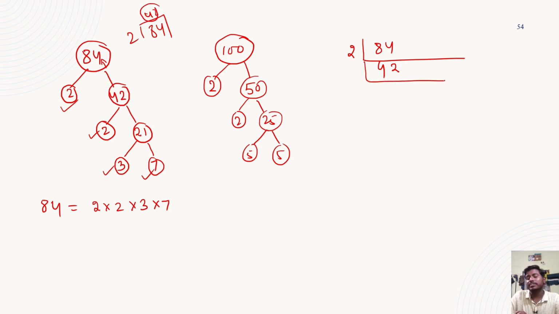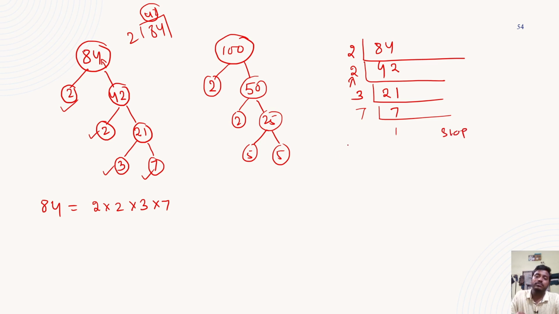Now again check, is this 42 divisible by 2? If yes, then we write 2, otherwise not. Then 2 twos are 4, 2 ones are 2. Now check, it is not divisible by 2 because the unit place is 1. Now check 3. Yes, divisible by 3. 3 sevens are 21. Now again divide by 7. 7 ones are 7. Now stop.